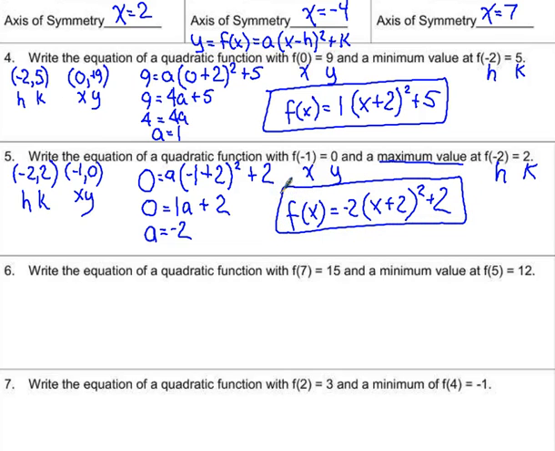Moving on to problem number 6. We're going to do the same thing. We're going to write down what h and k is. Our h value is 5. Our k value is 12. So I'm going to write these down below, h and k. We have x is equal to 7 and y is equal to 15.